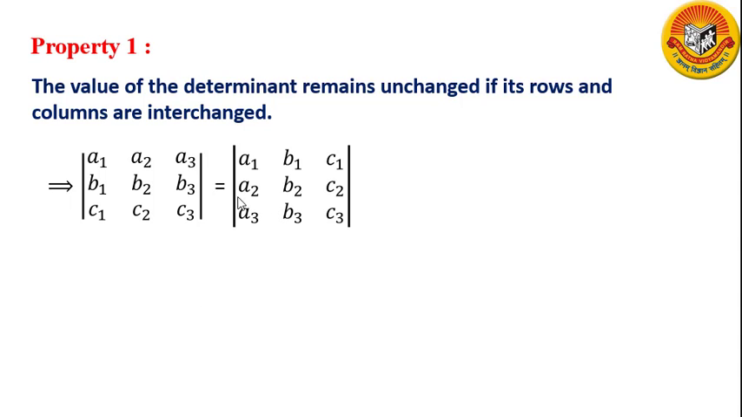In the first determinant, whatever elements are written row-wise, in the second determinant I have written them column-wise. So if for this determinant my answer is D, then for the right hand side determinant also the answer will be D. That means if I interchange rows with columns, the value of the determinant will remain unchanged. This is your first property, which we can use in case we need to change rows with columns.